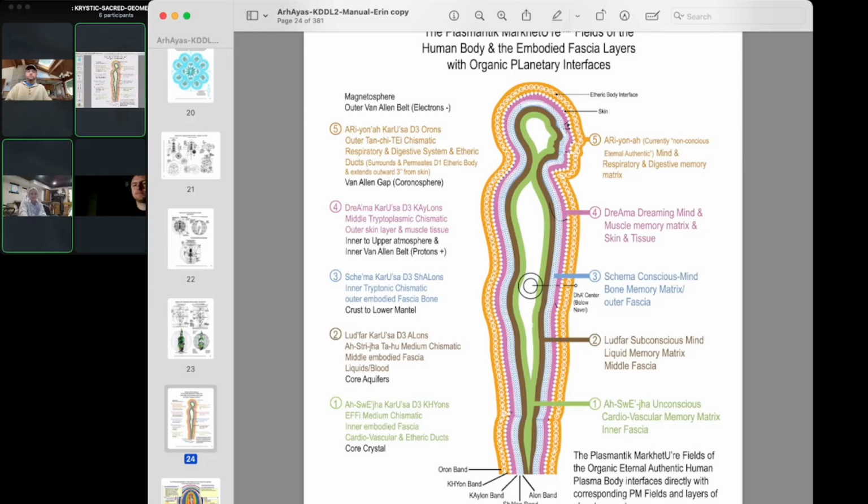is a layer located. So this is a 5-layer thing. We'll talk about what these are, but the Trua body is actually one layer inside of this number 3 layer, which is the schema, the conscious mind, bone memory matrix, or outer fascia, which we'll talk about. But the Trua layer, is it in the schema or the Lidfar? Yeah, it's in there. And so it interfaces, though, with our water molecules.